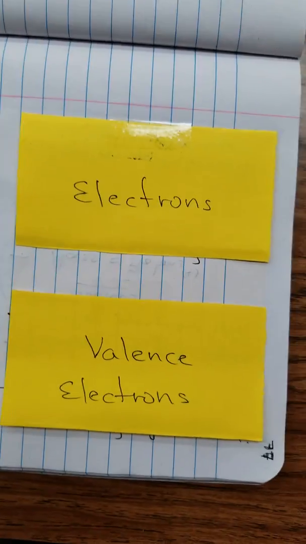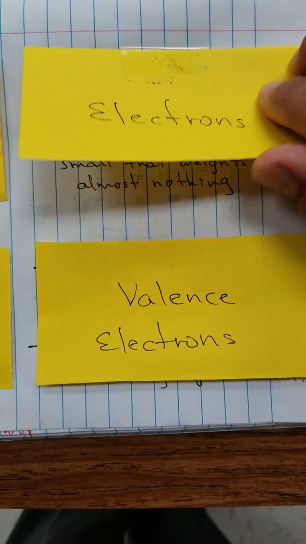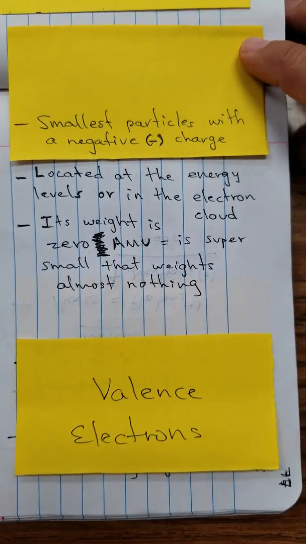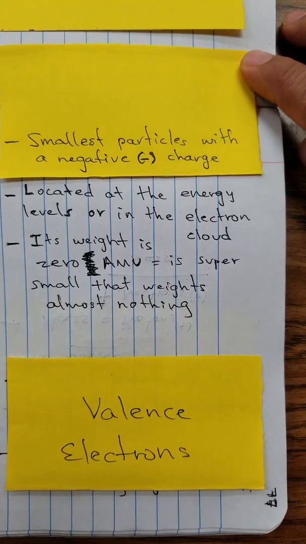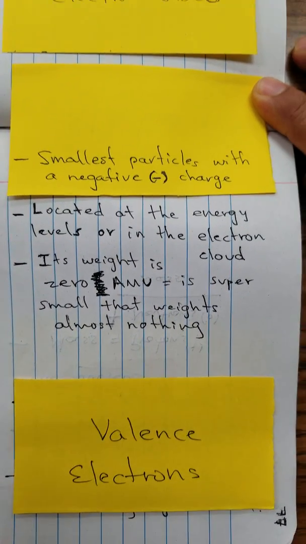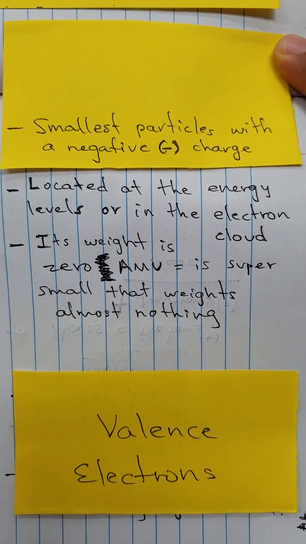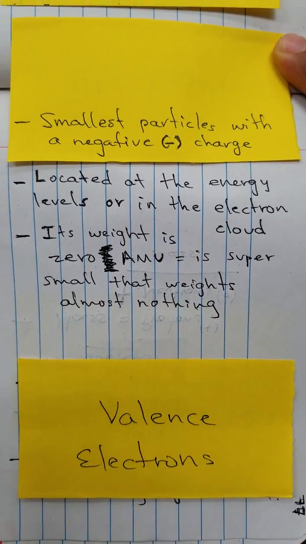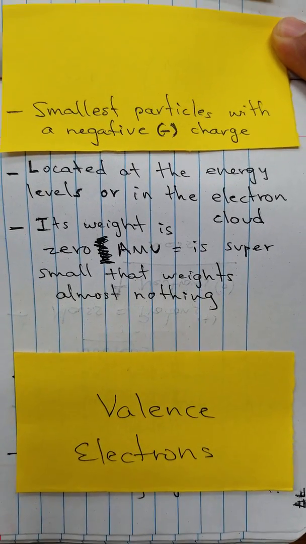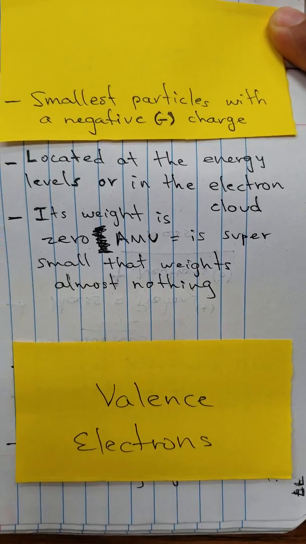Now let's look at those electrons, the ones that are revolving around the nucleus of the atom. These are the smallest particles. These are very small compared to protons and neutrons. These ones are a tiny fraction of it. They are negative in charge. They are located at the energy levels or in the electron cloud. Remember, we have 2 models that we're going to be working with.